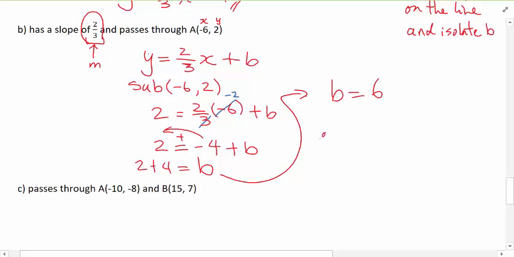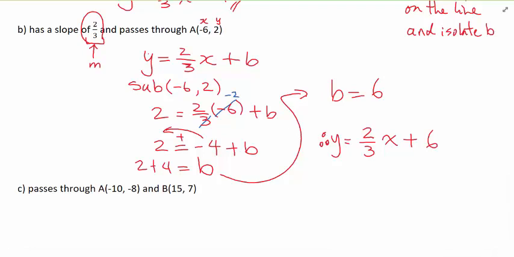So, therefore, y equals what? What is y equal to? 2 over 3 x plus 6. Is that okay? So this line, if I draw it in Desmos, is going to have a slope of 2 over 3 and go right through negative 6, 2. Is that okay?